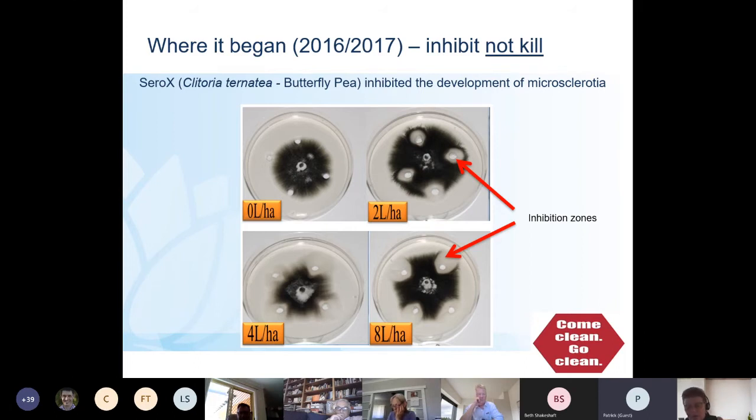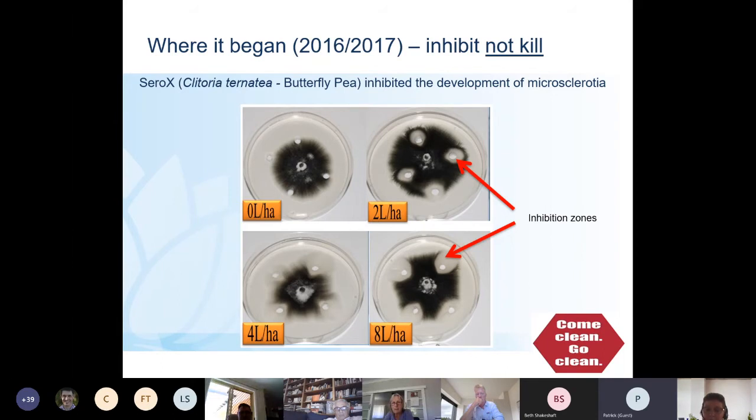If you look very carefully at these Petri dishes, they're containing Verticillium isolates. Each of these are 4 millimeter diameter fungal plugs. Surrounding those are 4 millimeter wells or holes that have been taken out by a cork borer. X was added to these or not, in this case on the top left-hand side. This is the control with just water. Then we use 2 litres per hectare rate, 4 and 8.